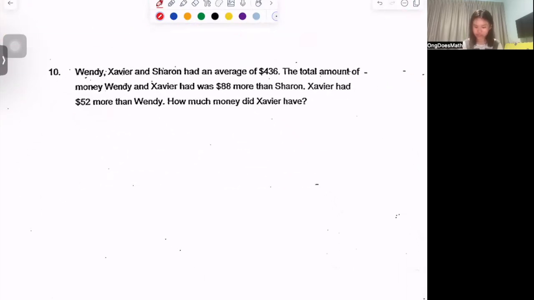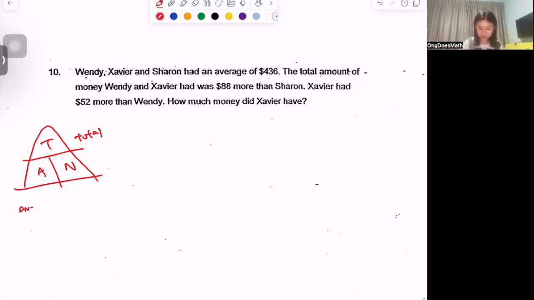Wendy, Xavier, and Sharon had an average of $436. The total amount of money Wendy and Xavier had was $88 more than Sharon. Xavier had $52 more than Wendy. How much money did Xavier have? So we have to make use of our tan triangle here. Can you guys recall the tan triangle? So total, A stands for average, N stands for number.